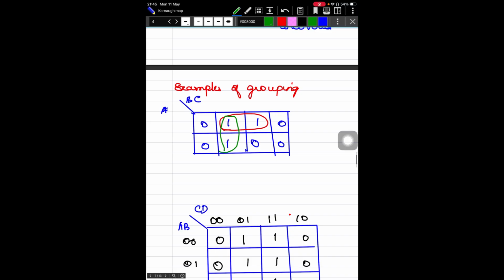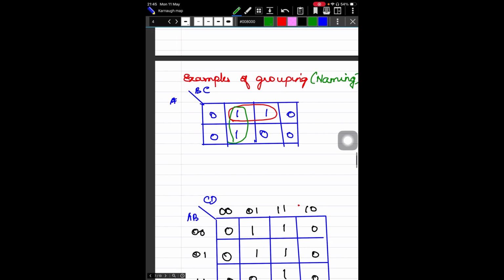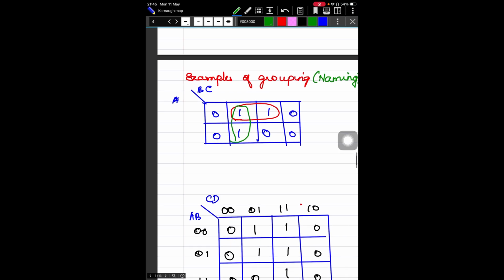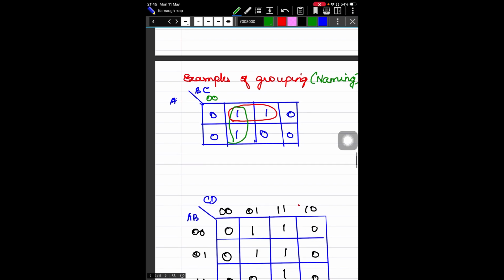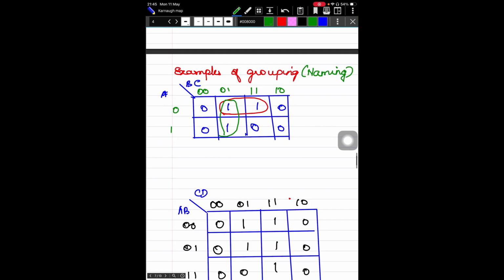Examples of grouping and naming of my group. How do I name my group? For example, the red box consists of, okay, I'll put the names 0, 0, 0, 1, 1, 1, 1, 0. This is 0 and this is 1. I'll name the boxes, right? So 0, 1 and 1, 1. So look at the red box first.